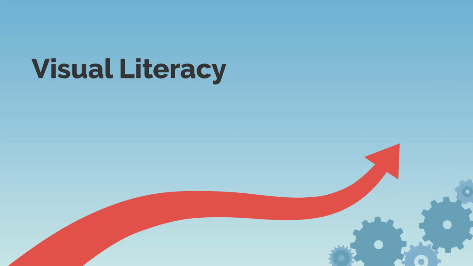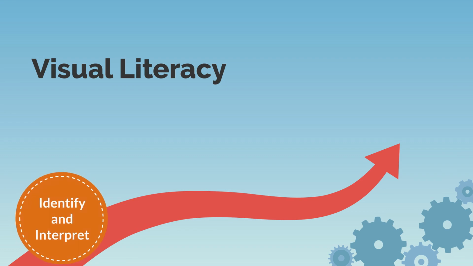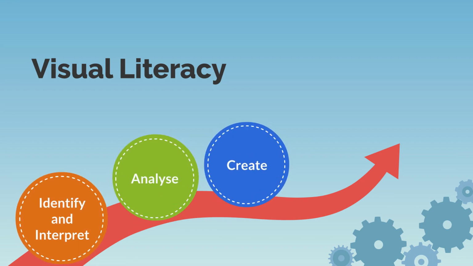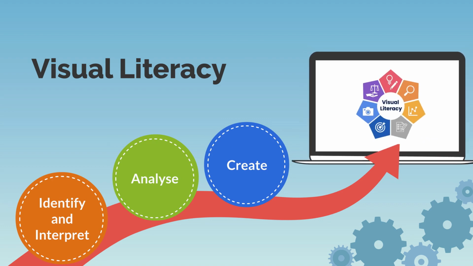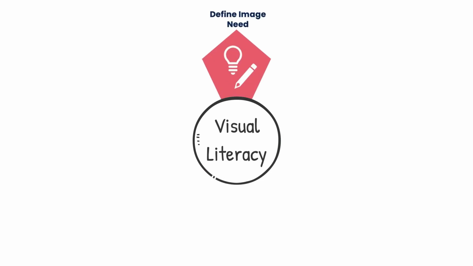Visual literacy refers to the ability to identify and interpret, critically analyze, and create visual messages. This encompasses a wide array of skills, from understanding visual representations to effectively communicating through visual media. The first skill of visual literacy is being able to identify the visual content required to effectively communicate the purpose and context of an idea, concept, or message.